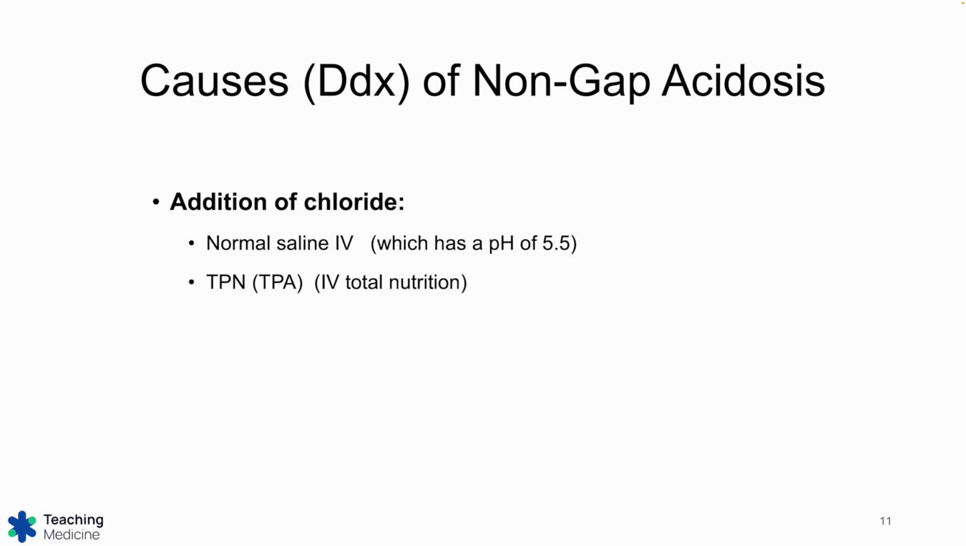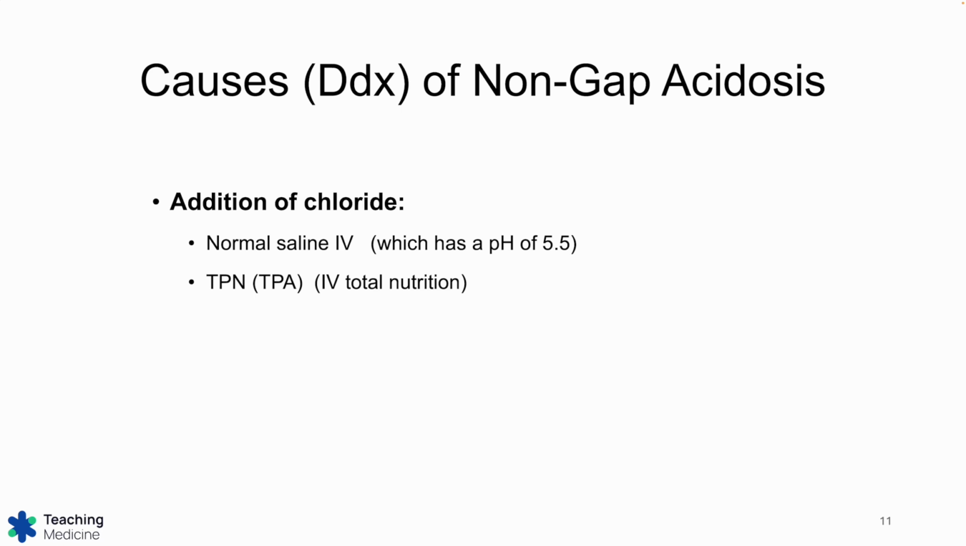Differential diagnosis of a non-anion gap metabolic acidosis occurs when you add chloride, and this is typically through intravenous fluids and normal saline, believe it or not. And if you don't believe me, go look at a bag of normal saline. It has a pH of 5.5. It's really acidic. And if you have normal saline with dextrose, the pH is 4.0 or 4.5.